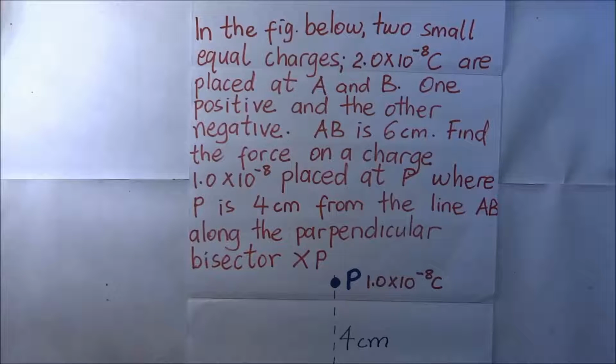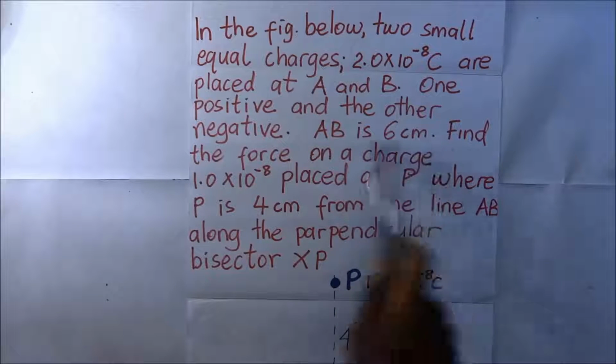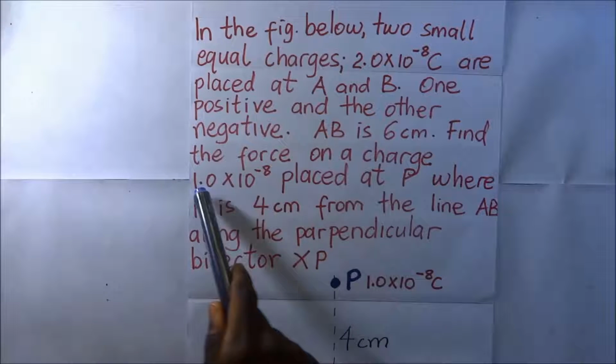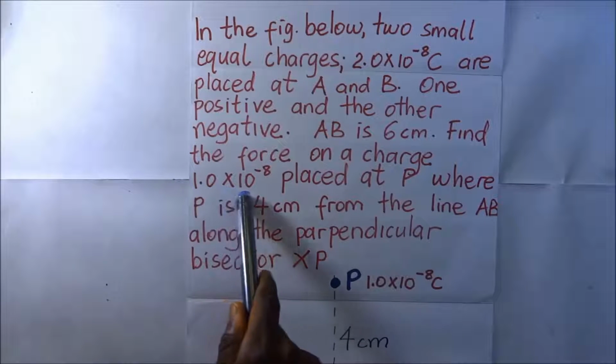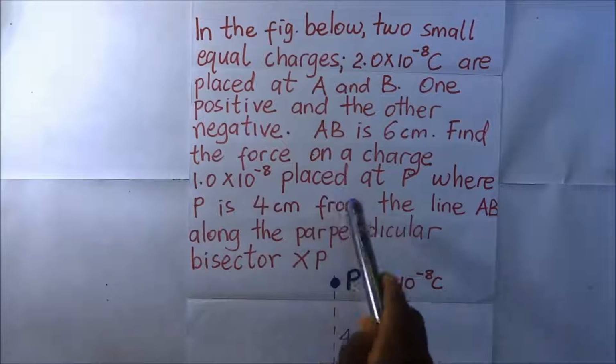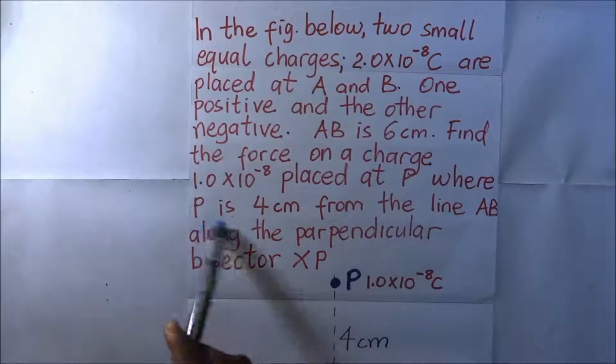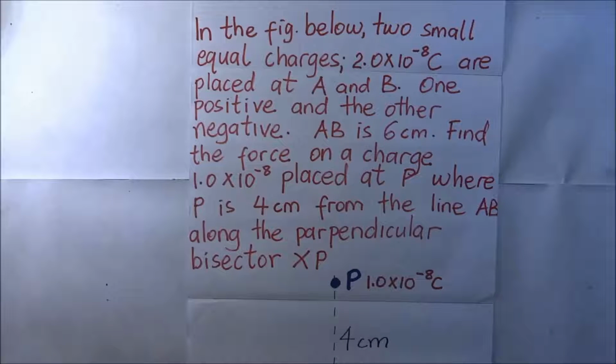In the figure below, two small equal charges, 2 times 10 to the power negative 8 coulombs, are placed at point A and point B. One of them is positive and the other is negative. AB is 6 centimeters. That is the distance between A and B. Find the force on a charge of 1.8 times 10 to the power negative 8 coulombs that is placed at P, where P is 4 centimeters from the line AB along the perpendicular bisector XP.